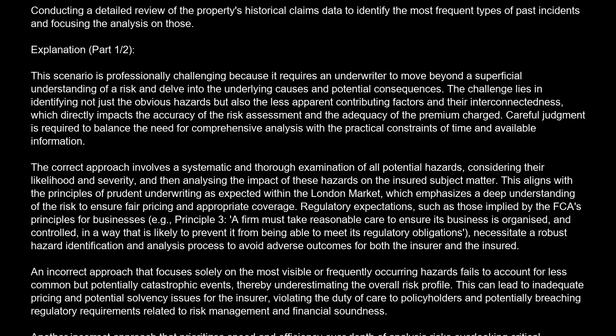An incorrect approach that focuses solely on the most visible or frequently occurring hazards fails to account for less common but potentially catastrophic events, thereby underestimating the overall risk profile. This can lead to inadequate pricing and potential solvency issues for the insurer, violating the duty of care to policyholders, and potentially breaching regulatory requirements related to risk management and financial soundness.